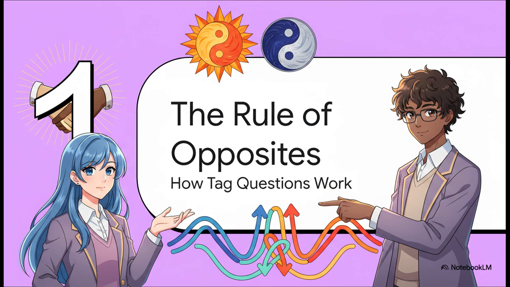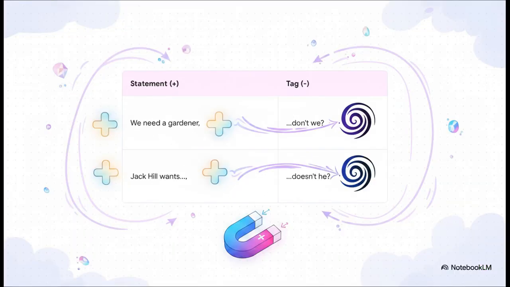So the big question is, how do you know if it should be don't we or do we or something totally different? Well, it all comes down to one really simple, really powerful idea. I like to call it the rule of opposites. Here's the first half of the rule, and it's super easy. If your main statement is positive, your tag question has to be negative. Think of it like magnets, opposites attract.